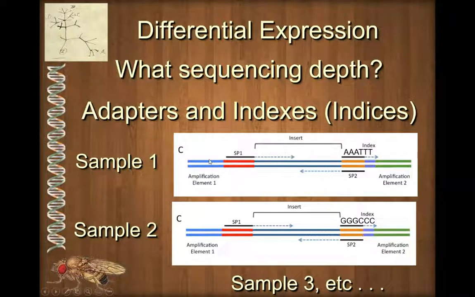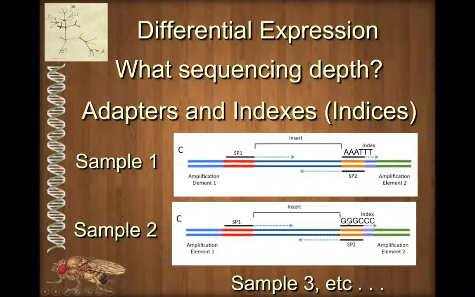And these adapters have amplification elements that allow them to bind to the silicon plate and then be amplified and sequenced. But in addition, they also have these things that we call indexes, or indices is another plural, but an index is put onto each of those samples. And so what we can actually do is that we can put different indexes onto our different samples. So if I've got sample number 1, which is maybe a treatment, where I've added chemicals to something, and then sample number 2, which is the control, I could do those as I'm creating the libraries for sequencing in separate tubes and add a different index on the first sample that is unique and distinct from the index on the second sample.